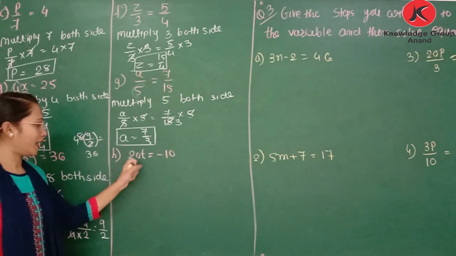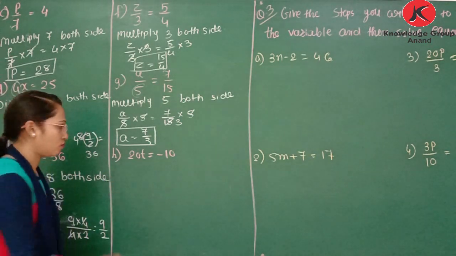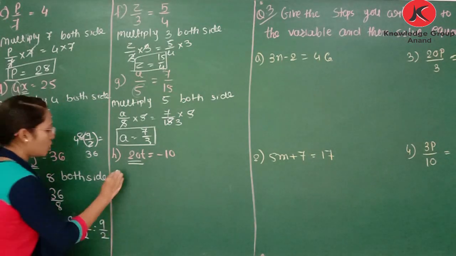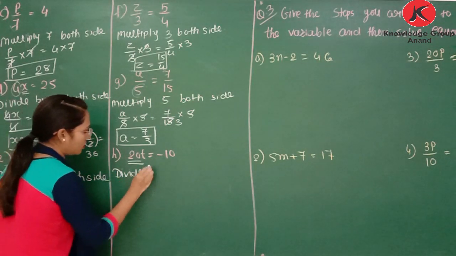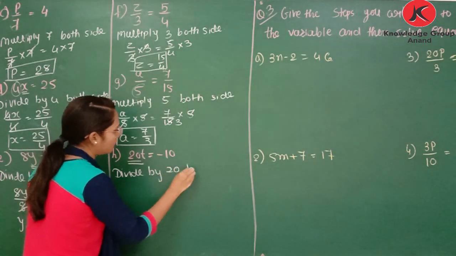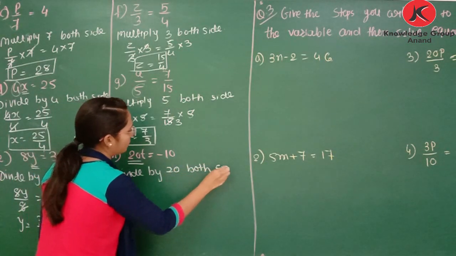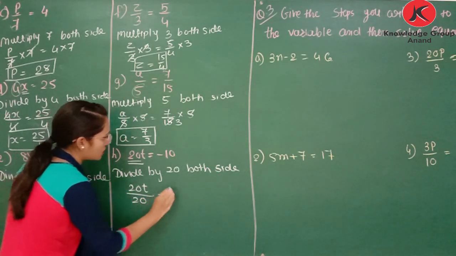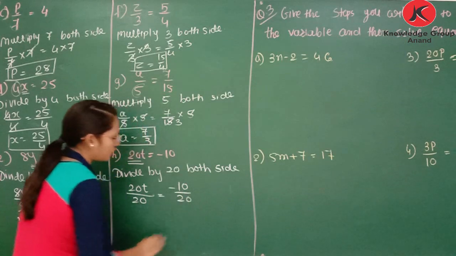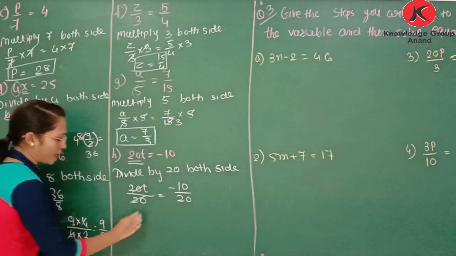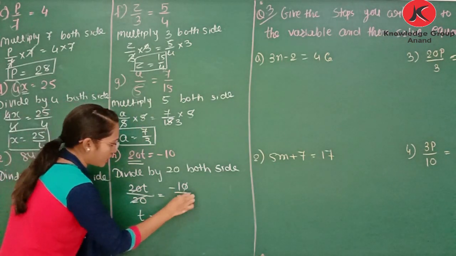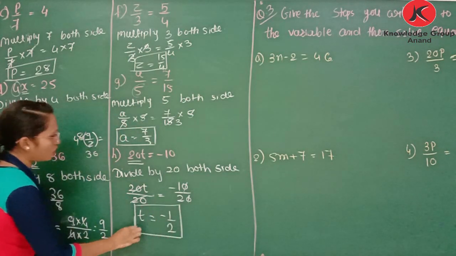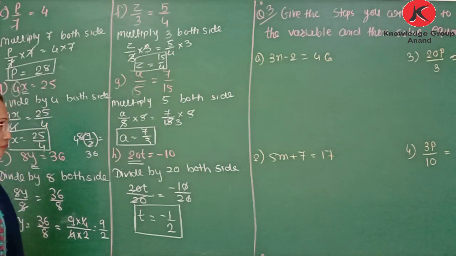Now next one, 20t is equal to minus 10. What we need to do? We need to remove this 20 that is in a multiplication. So divide by 20 both sides. So we get 20t by 20 is equal to minus 10 divided by 20. 20 will be cancelled. So t is equal to, here 0 0 cancel, minus 1 by 2. So this will be your answer.